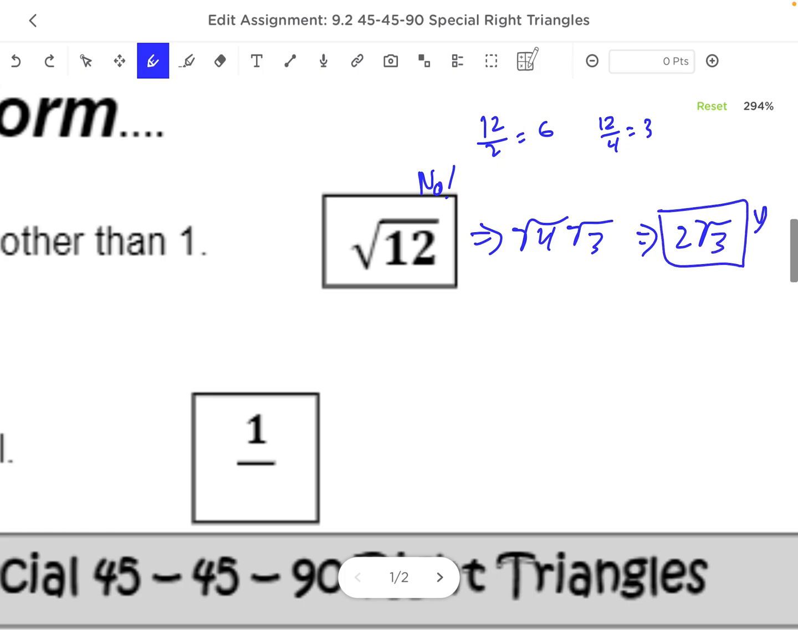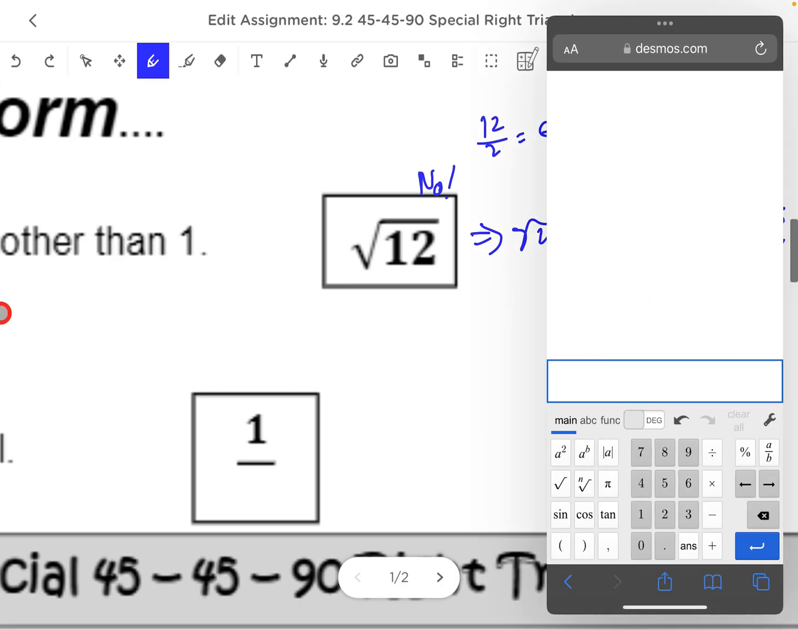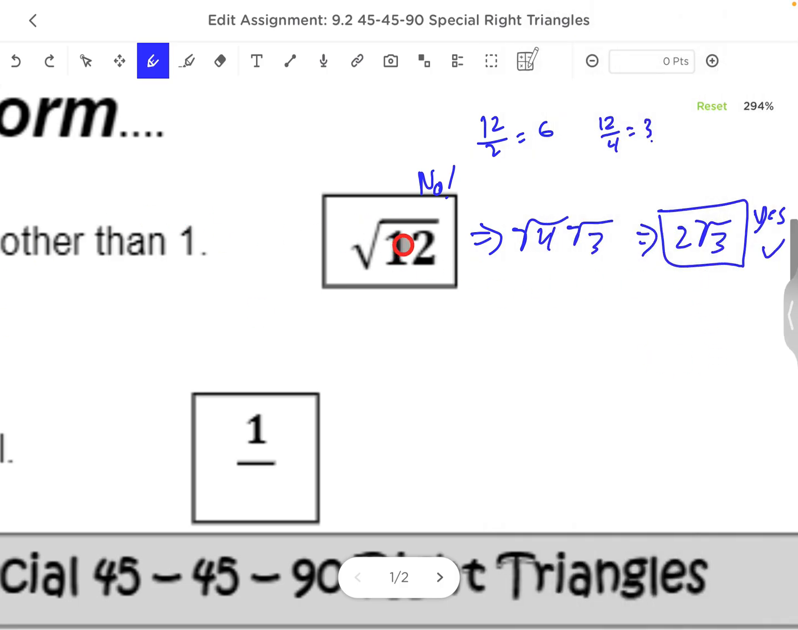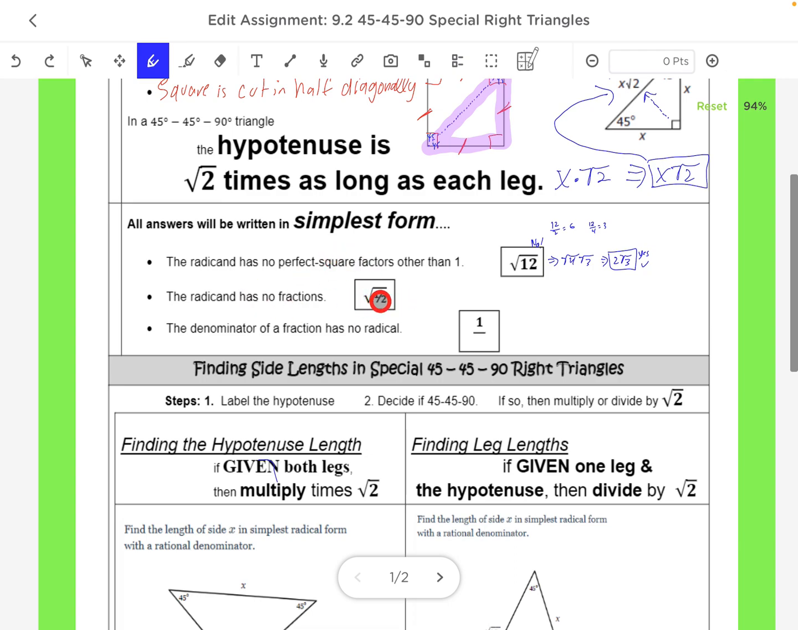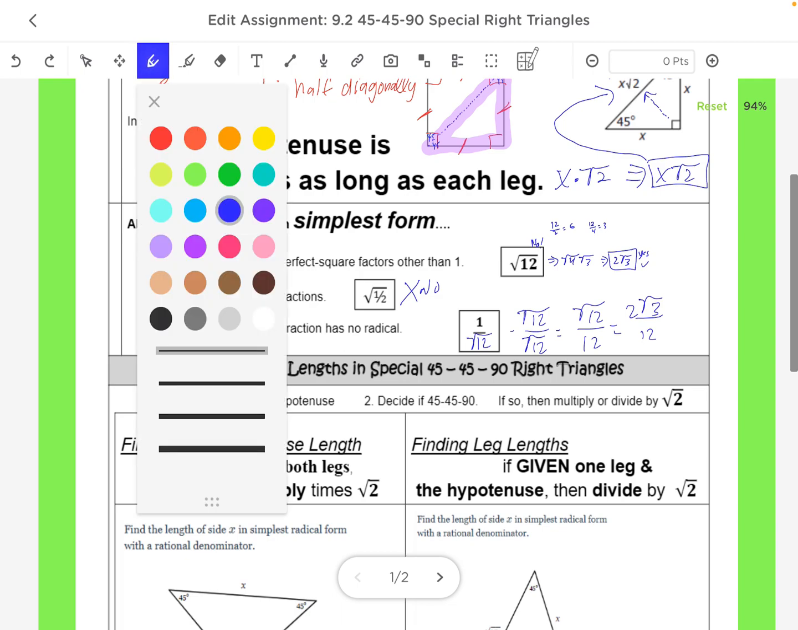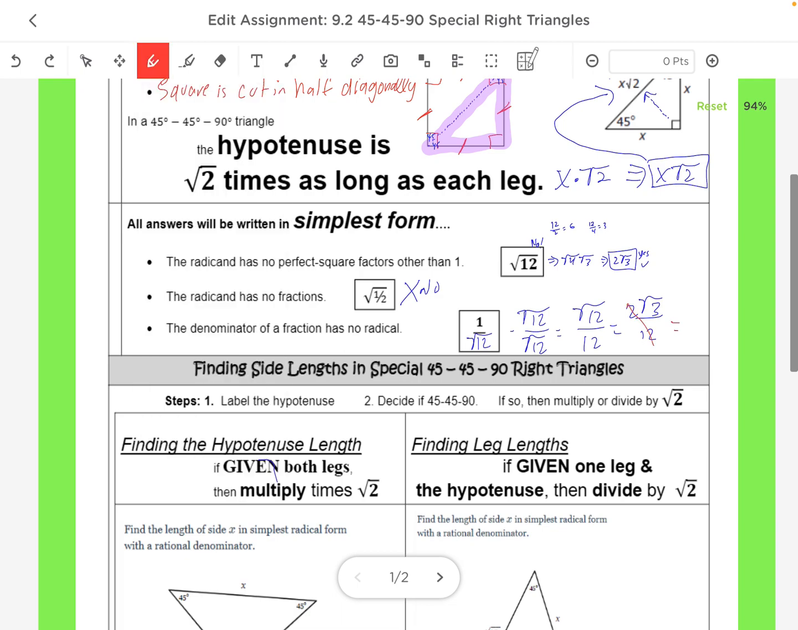That is good. That is bad. That's not simplified. Now, it can't have a fraction inside there. That's bad. And the denominator cannot have a radical symbol. So if we had 1 over square root of 12, we multiply that times square root of 12 over square root of 12, which would equal square root of 12 over 12. Then the square root of 12 was actually 2 square roots of 3, over 12. And then these would reduce into 1/6, so that would be square root of 3 over 6.